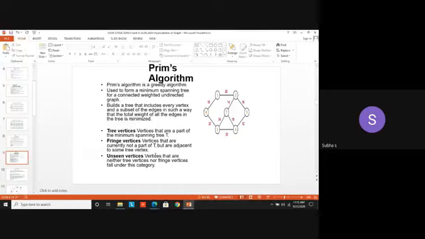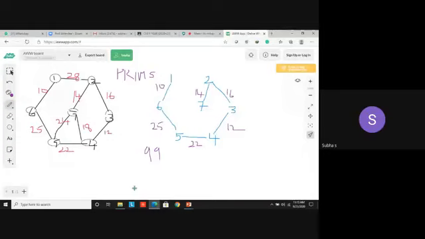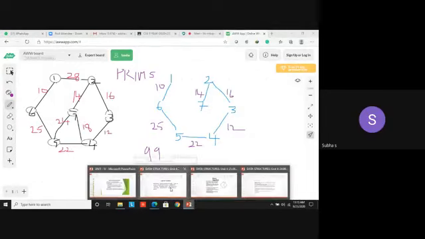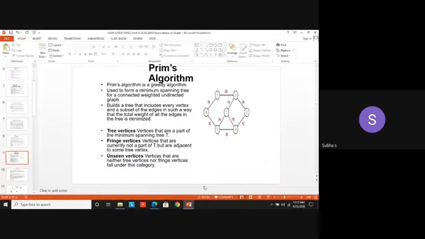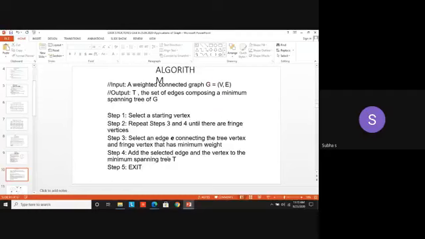Now you can look at this. Tree vertex means vertices that are part of the minimum spanning tree. The final thing we are getting, those are the tree vertices. Fringe vertices means vertices that are currently not part of the tree, but they are adjacent to some tree vertex. Here, from 5, I have not chosen 7. I have chosen only 22. Here it is considered as the fringe vertex. I have not taken that point at the time. Unseen vertices means vertices that are neither tree vertices nor fringe vertices. They are called the unseen vertices. But we have to visit all the vertices finally.